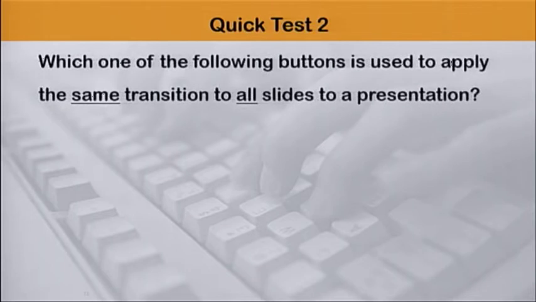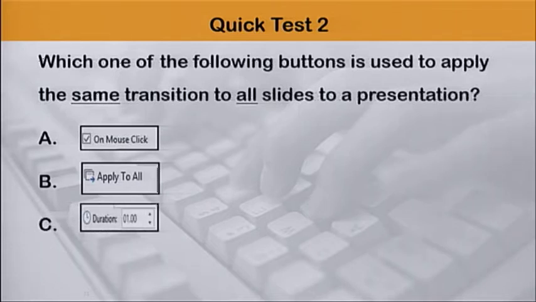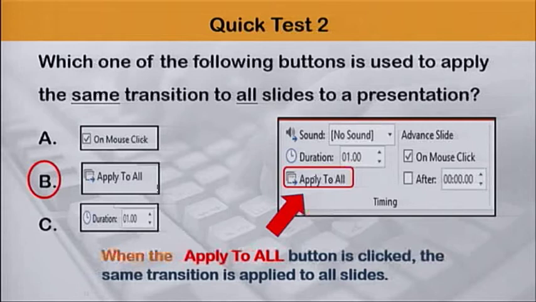Question 2. Which one of the following buttons is used to apply the same transition to all slides in a presentation? Is it A. Mouse click, B. Apply to All, C. Duration button? The answer is B, because when the Apply to All button is clicked, the same transition is applied to all slides.